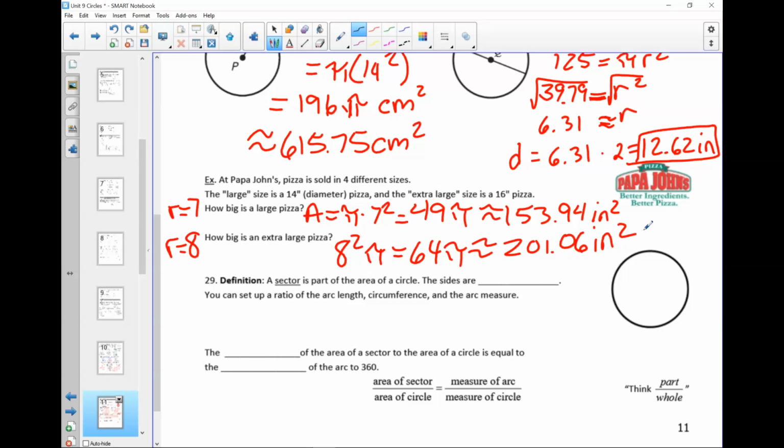Now a sector is part of the area of a circle. The sides are the radii. Okay? You can set up a ratio of the arc circumference and the arc area. So, when we talk about a sector, we're talking about this area right here. Okay? The ratio of the measure of the area of a sector to the area of the circle is equal to the measure of the arc to 360.